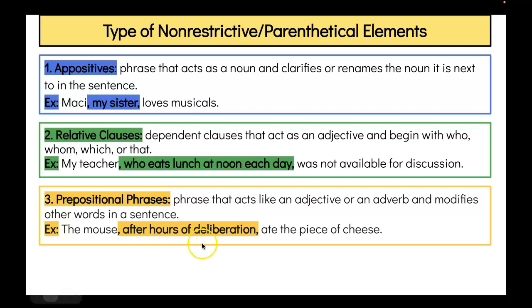There are many times when you're writing that we're not going to be too picky about how you're punctuating these prepositional phrases in the middle of a sentence, but we very, very much will be when they're at the beginning.